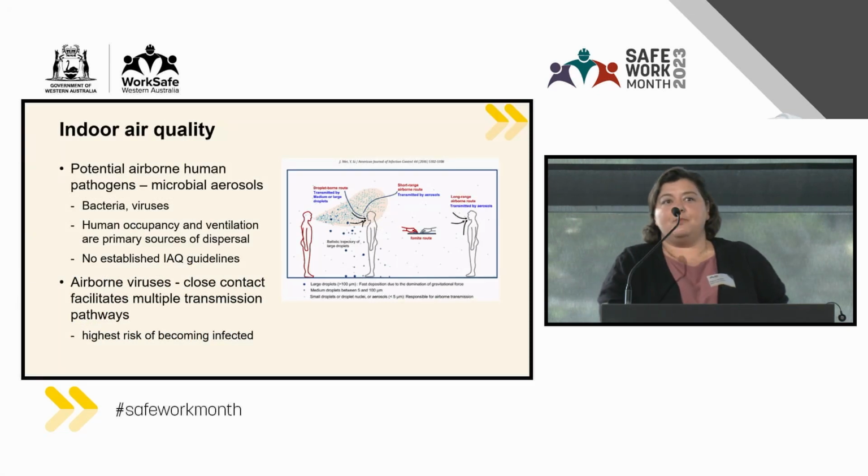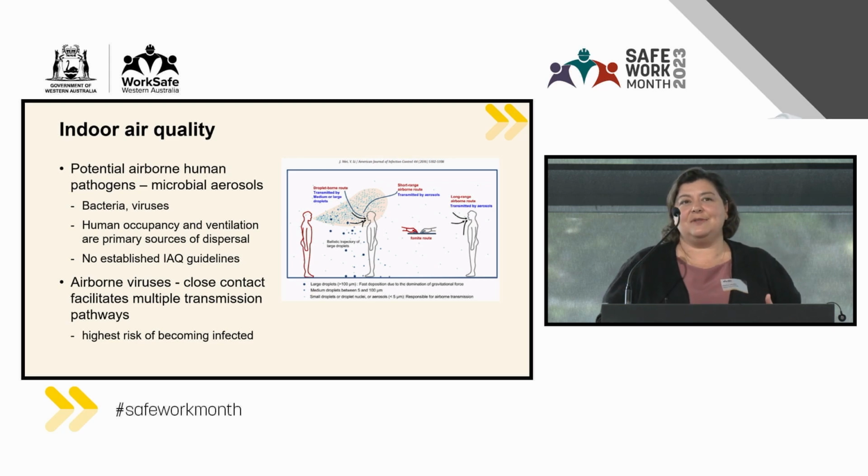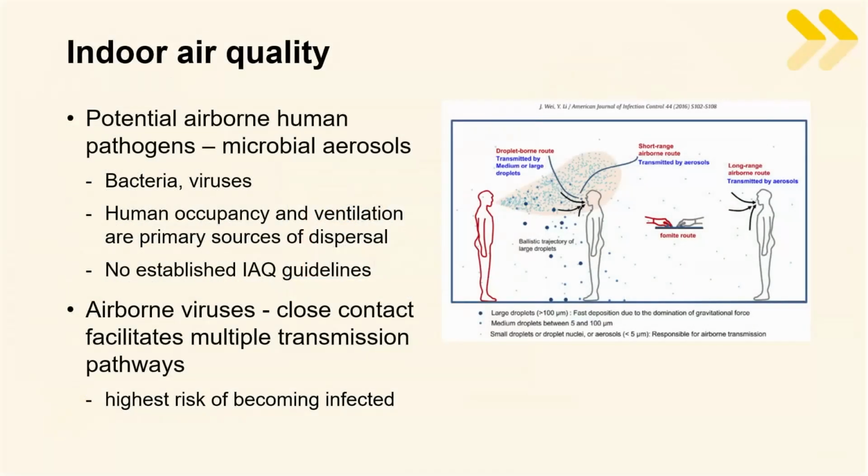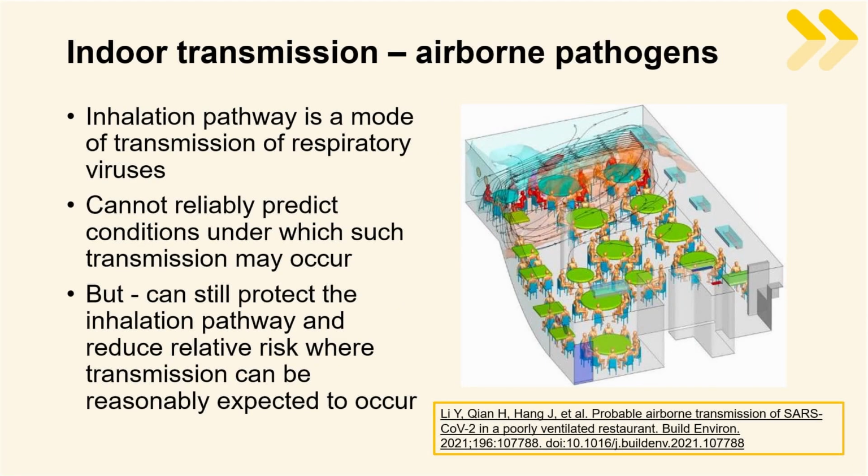I was going to talk a bit more around the COVID situation, but I think Dino, again, has covered this. We do know that close contact facilitates multiple pathways of transmission. It's still the highest risk of becoming infected, but we also know from studies undertaken through COVID that more long-range transmission is possible, and reducing the relative risk of that kind of transmission is possible through good ventilation.